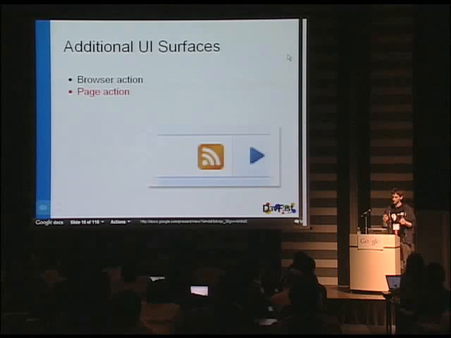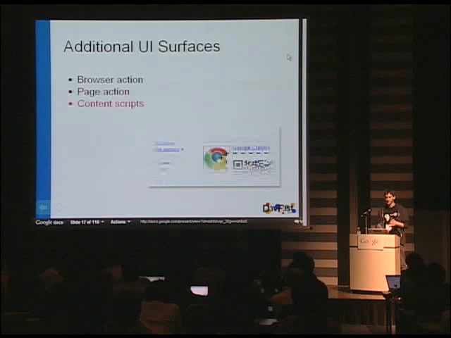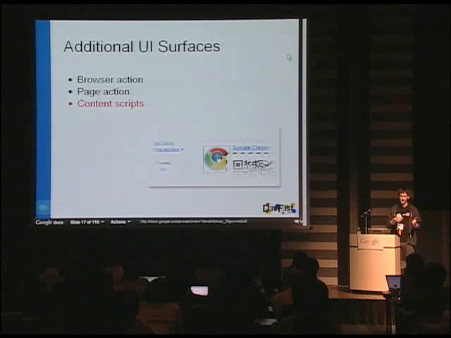Next, we have a page action, which is a similarly sized icon, except it appears in the Chrome Omnibox, which is where you type URLs and search queries. Unlike a browser action, it can be toggled on and off per tab, so it doesn't necessarily have to appear on all of the user's tabs. And finally, the third UI surface that we have is content scripts, which are similar to Greasemonkey or user scripts and let you inject arbitrary JavaScript and CSS into any matching web page.